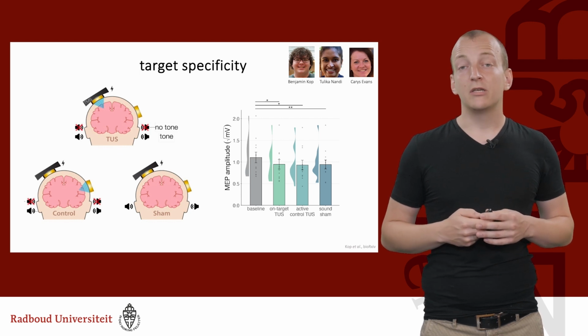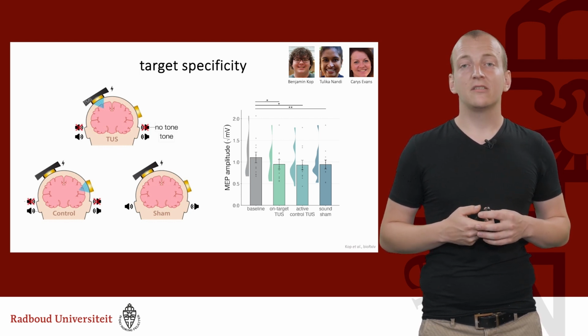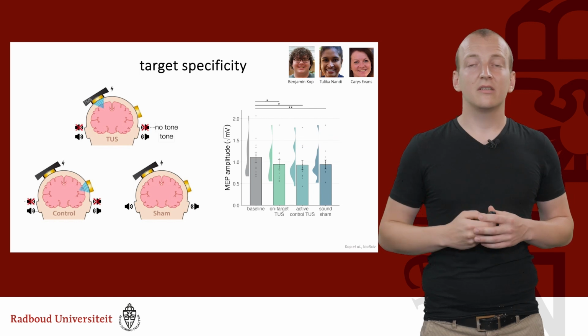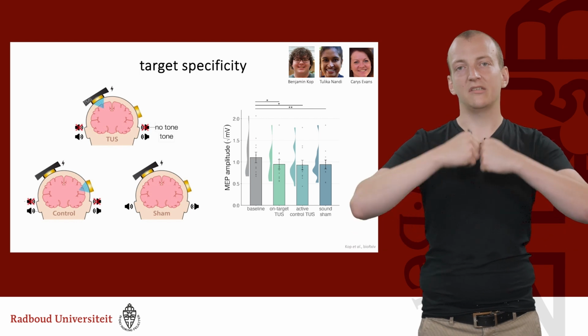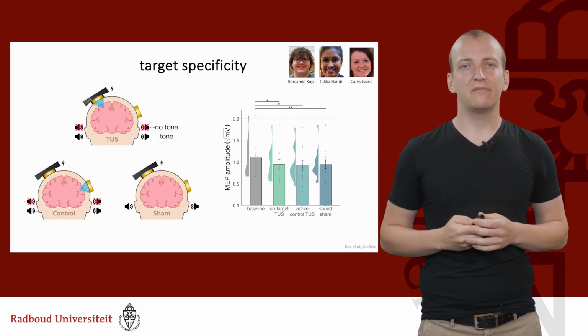Because we could have inferred that TUS leads to a reduction of MEP, so an inhibitory effect. But if these other conditions give the same effect, we really need to think about what that means and how we design our studies to be able to disentangle these direct and indirect effects of TUS.